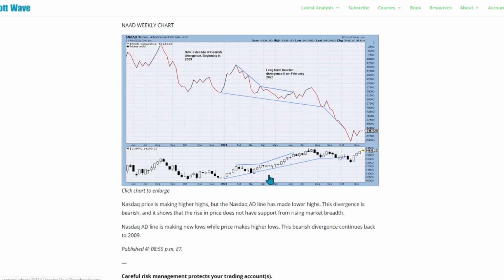And on the Nasdaq AD chart, the AD line continues to make lower lows as price continues to make higher lows. This continues the long-term bearish divergence dating back to February 2023 and all the way back to 2009.